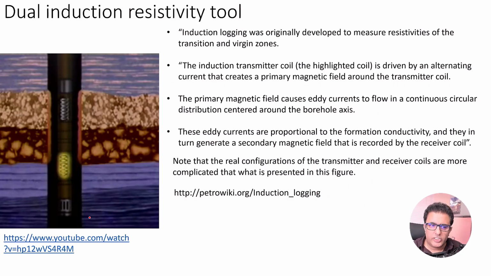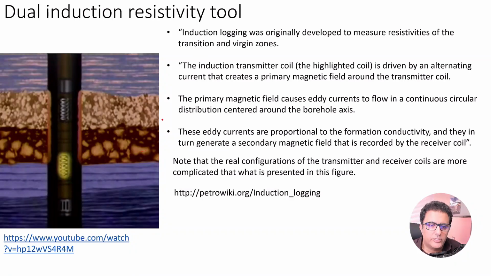And then dual induction log, as you see here, is composed of two coils. I don't know if you can see it here in this figure. So lower coil and upper coil. And the lower coil is indeed the transmitter that produces the primary electromagnetic field. And that primary electromagnetic field induces eddy current into the formation that from the eddy current, we're going to have a secondary electromagnetic field that is recorded and detected by this coil.